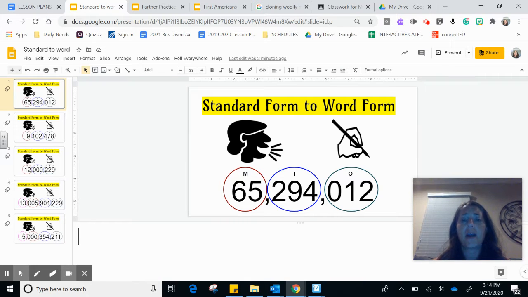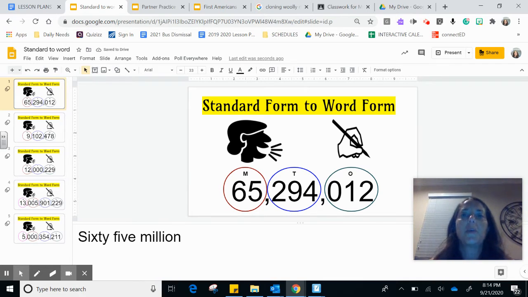So I'm going to go back to that millions period. It says 65, so I'm going to literally type that, 65. And then I'm going to say the name of the period, which is million. Now there's two pieces of punctuation that we need to put in here. The first piece of punctuation that we need is because 65 is a two-digit number that is made up of two words, I need to put a hyphen between them to connect them. So that's the first piece of punctuation.